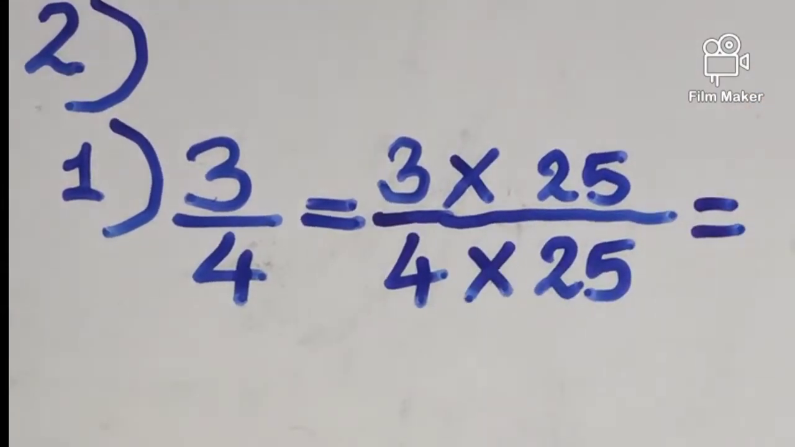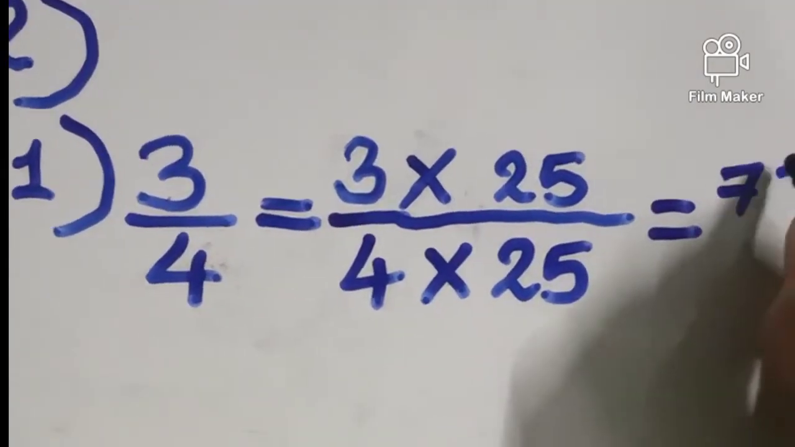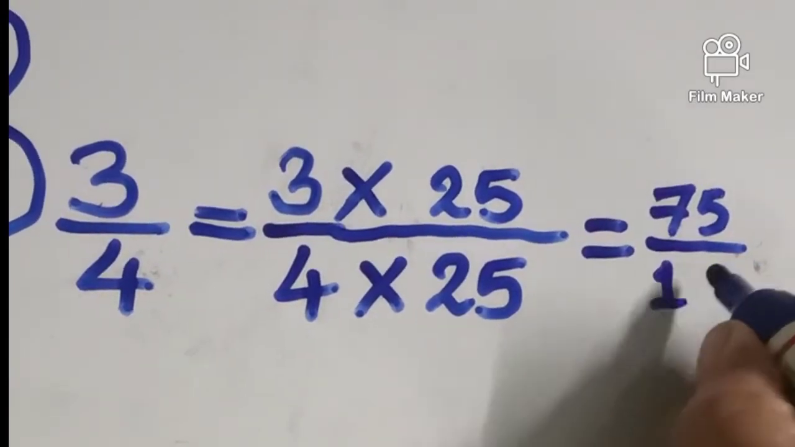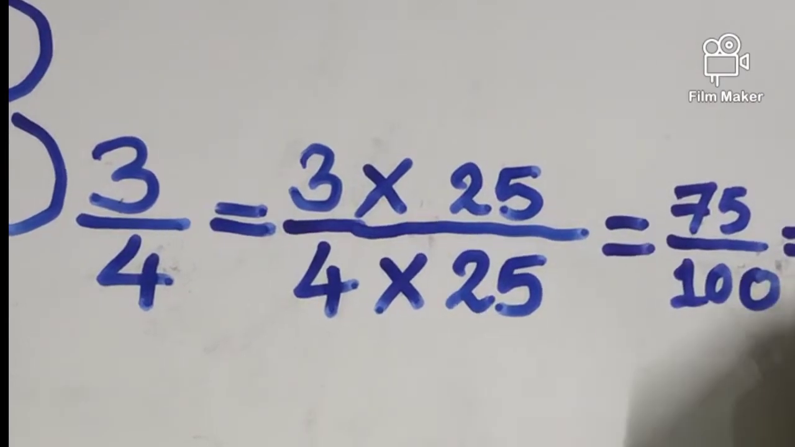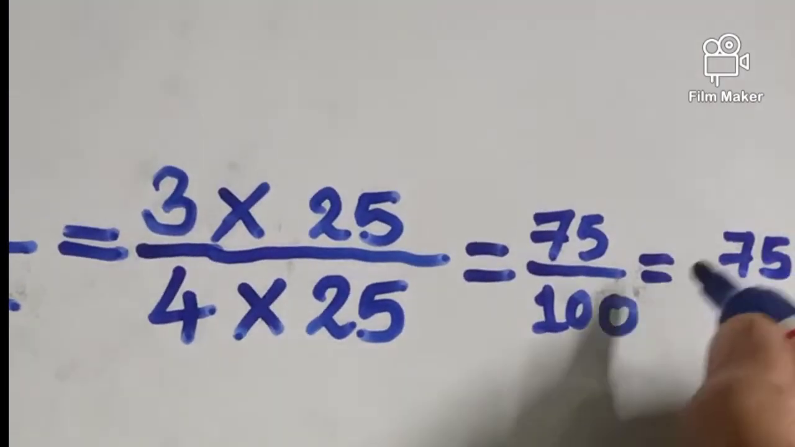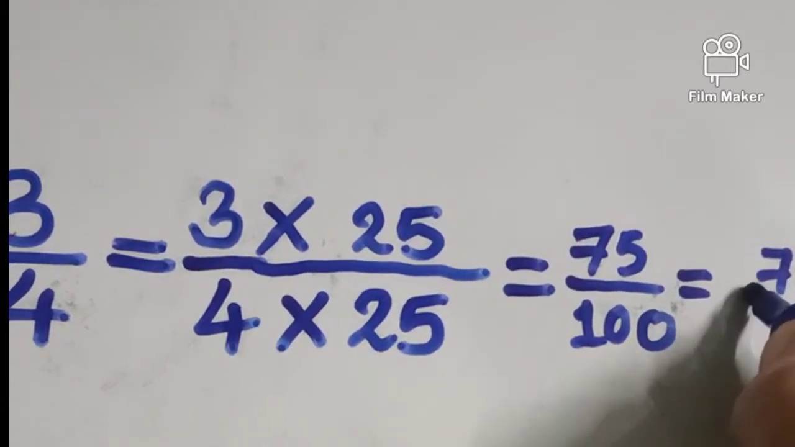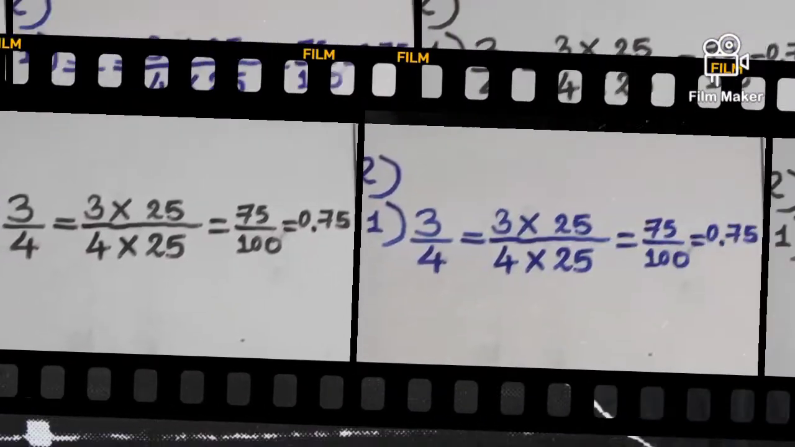So students, 3 multiplied by 25 is equal to 75 and 4 25s are 100. So what we'll do here? We'll write 75 as it is. Then there are 2 zeros. We'll count from the right side 1, 2 and put the point. Yes, the answer is 0.75.